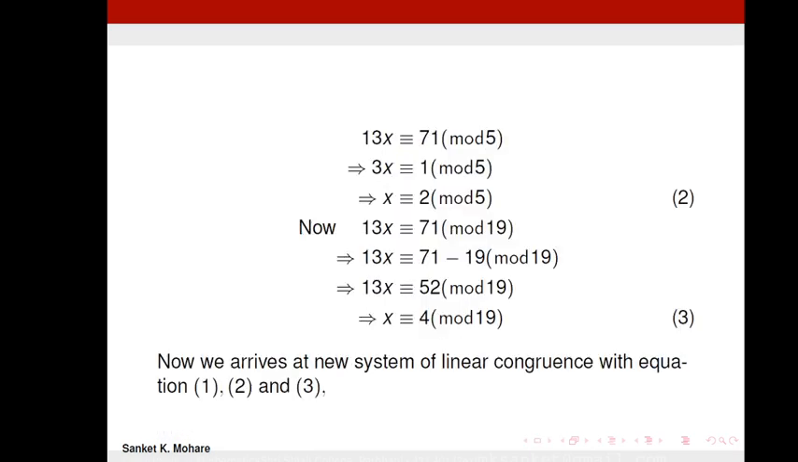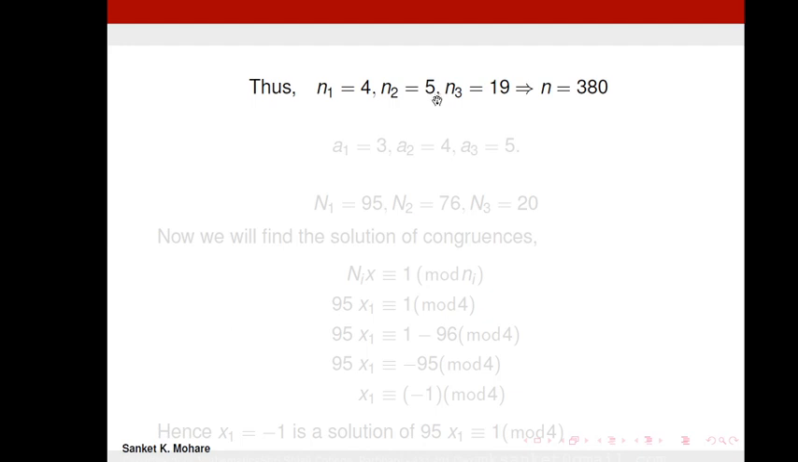We obtain n1 is 4, n2 is 5, n3 is 19, and the product of these quantities is 380. So n is equal to 380. Also a1 is equal to 3, a2 is equal to 4, and a3 is equal to 5. Therefore capital N1 is equal to 380 upon small n1, so 380 upon 4 is equal to 95. Capital N2 is 380 upon small n2, that is 380 upon 5, which is 76. Capital N3 is 380 upon small n3, so 380 upon 19 is 20.